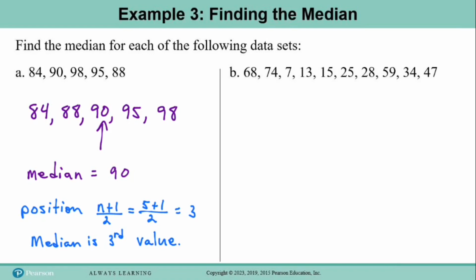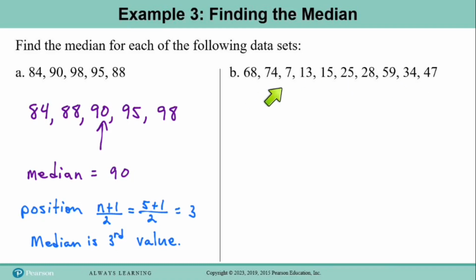Okay, for part B, we have a little larger data set. And notice there are 10 values here. And of course 10 is an even number, so we need to take that into account when we find our median. The first thing to do is to put the data in order from smallest to largest, and since this list is a little longer, I'm going to cross values off as we go, just to make things a little easier to keep up with.